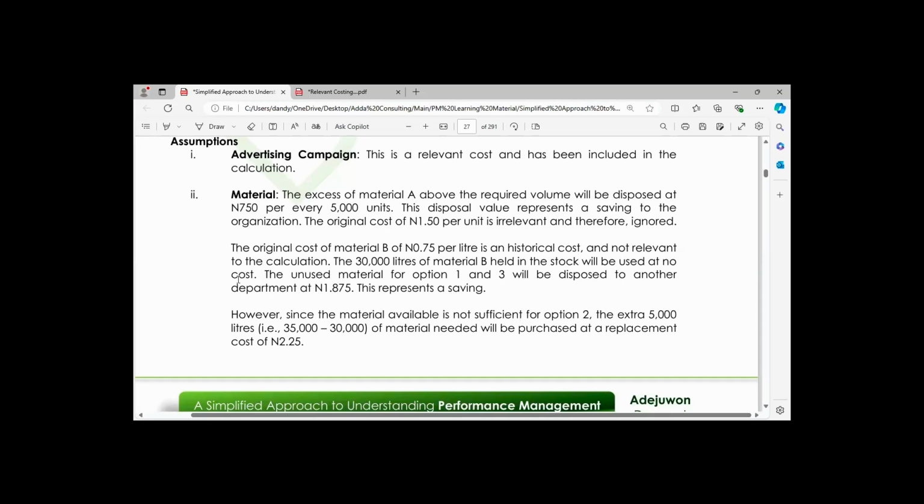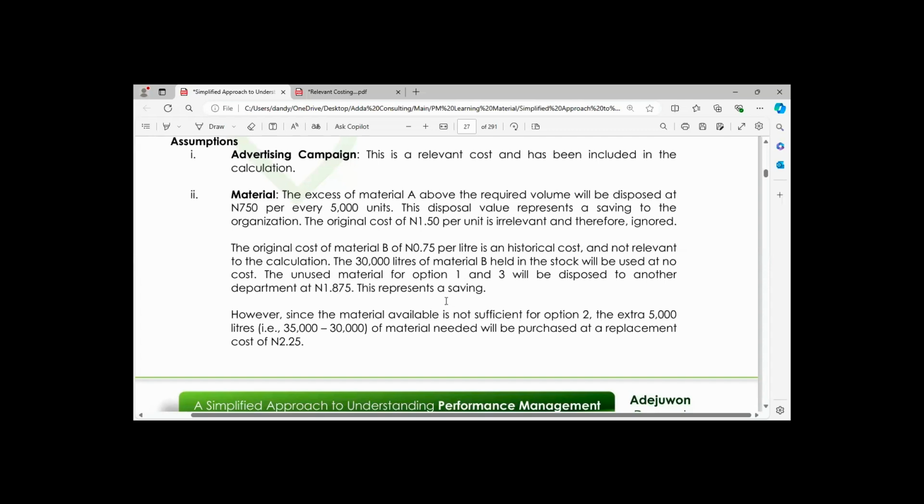Then, of course, the unused material for option 1 and 3. In option 1, you need 25,000 liters, but you have 30,000 liters, but you need only 25,000. The balance of 5,000 liters that you don't need, you dispose of. Okay, so that's a saving. Then in option 3, the entire 35,000 liters that is not needed is being disposed of. That's what I'm trying to explain here, that the unused material B for option 1 and 3 will be disposed of to another department at 1 naira 875 kobo.